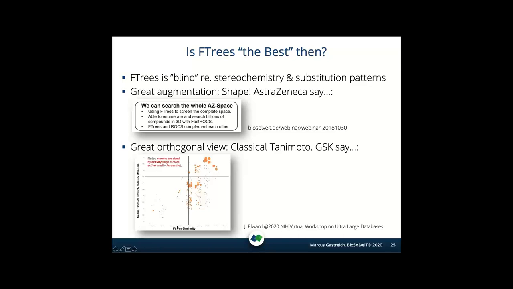So it's kind of Tanimoto versus similarity, high Tanimoto up here in the Northwest. What's interesting to see, and we have seen this with many other clients as well, is that there are low Tanimoto actives that have high feature tree similarities. So these are the distinct scaffold hops that you would like to see. So it's definitely worthwhile to look at things with two different operators.